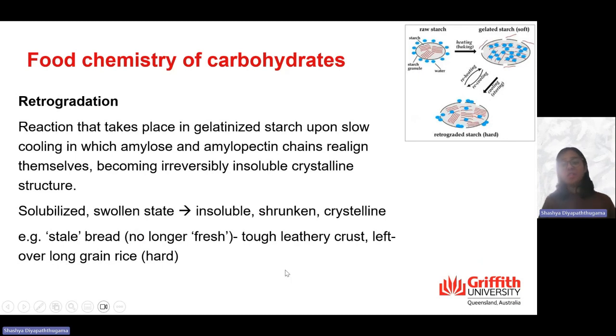So this is what you can see when you keep leftover rice for a long time. It becomes hard. Leftover boiled rice gets a harder texture due to retrogradation. And also this happens in bread because, as I said, bread undergoes some extent of gelatinization. This condition in bread is called stale bread, like it's no longer fresh.